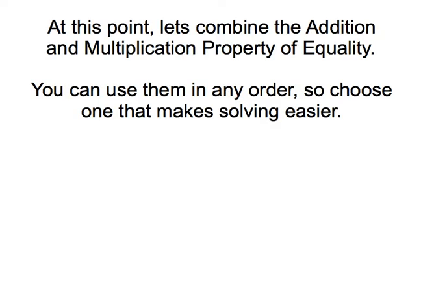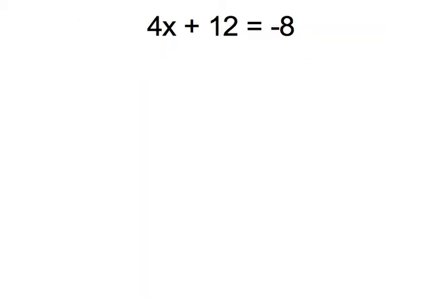Now, instead of doing another one which is just the multiplication property of equality, what we're now going to do is combine the addition property of equality and the multiplication property of equality. We're going to do this so that we can solve two-step equations. The first examples that I'm going to show you are the exact same equation solved two different ways.